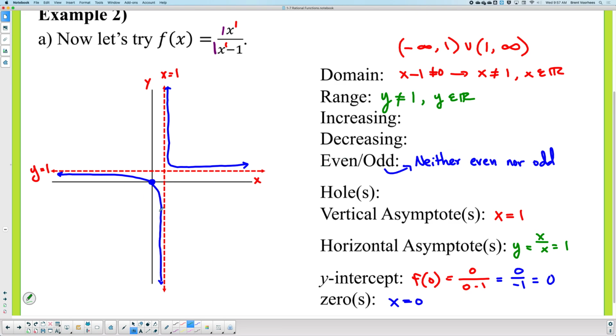The graph, is it increasing or decreasing here on the first piece? Decreasing, and here? Decreasing, so it doesn't increase. If it's always decreasing, what do we call that? Strictly, I got dyslexic, sorry, strictly decreasing on the domain. I'm just going to write on domain rather than writing all of that out. It's strictly decreasing on its domain. We still have no holes. We don't know what that is yet.